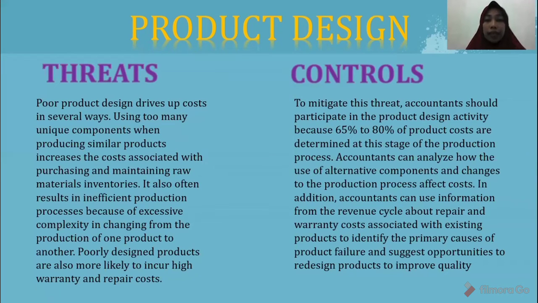To mitigate this threat, accountants should participate in the product design activity because 65 to 80% of product costs are determined at this stage of the production process. Accountants can analyze how the use of alternative components and changes to the production process affect costs. In addition, accountants can use information from the revenue cycle about repair and warranty costs associated with existing products to identify the primary causes of product failure and suggest opportunities to redesign products to improve quality.